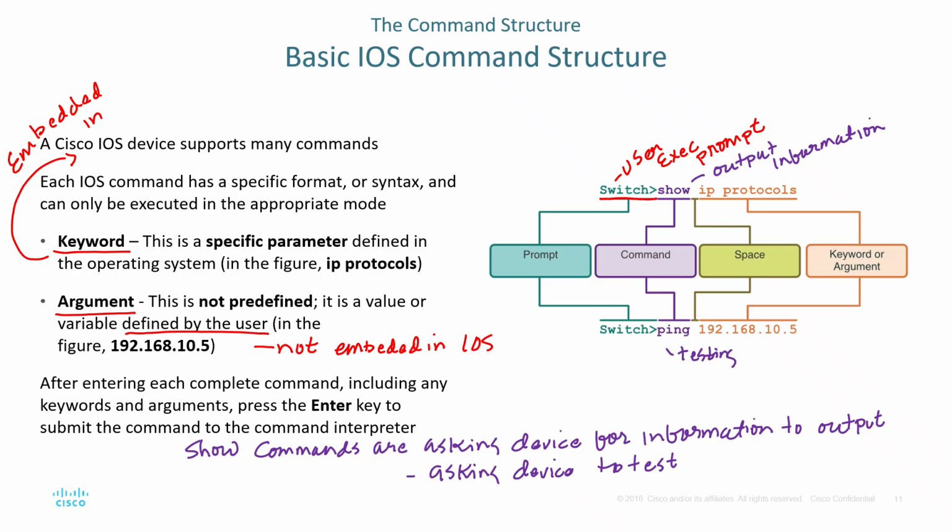Now lastly, above, IP protocols is a keyword because it is embedded in the iOS. And down the bottom, this one is an argument, because we are asking it to ping someone, to test someone.